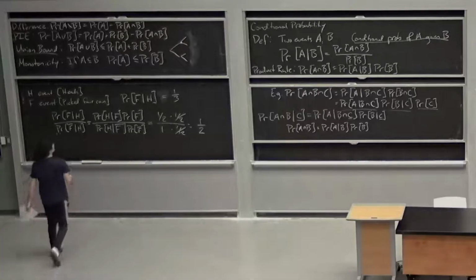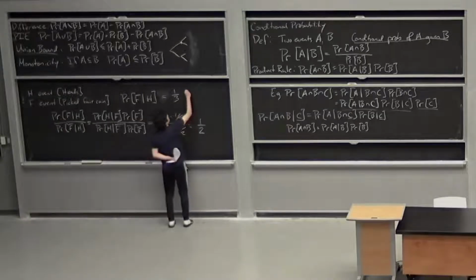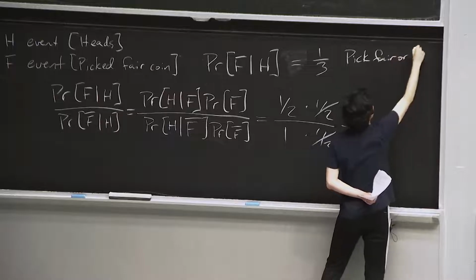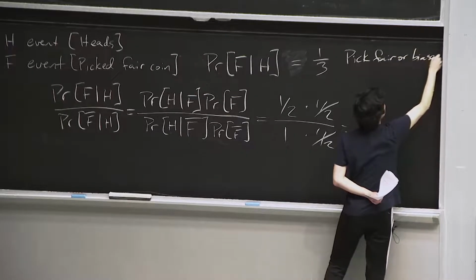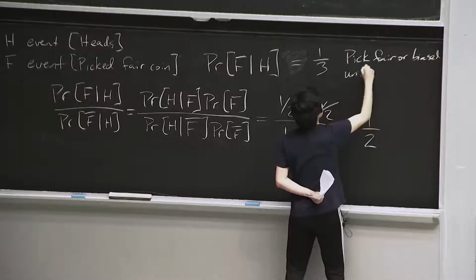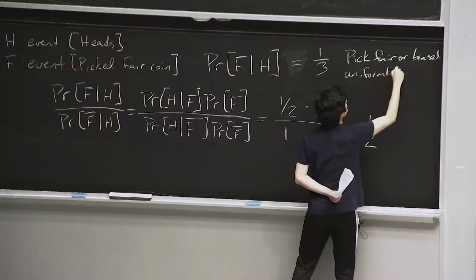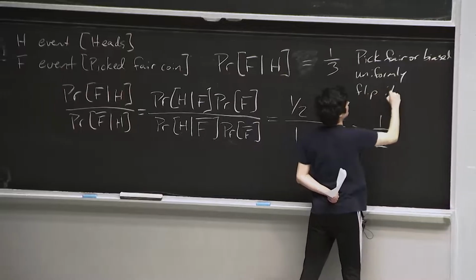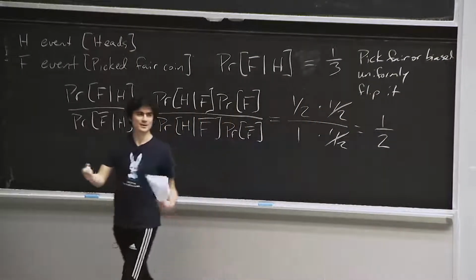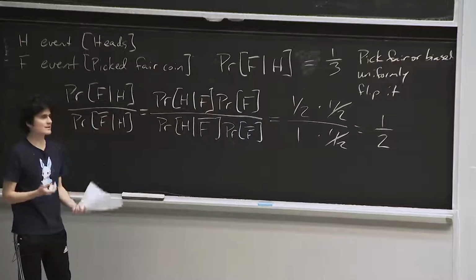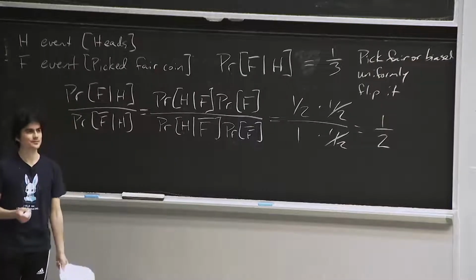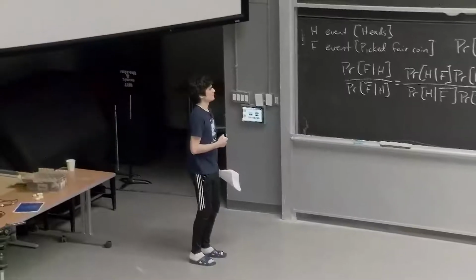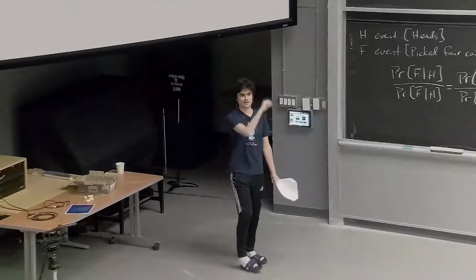Oh, the assumptions, right. So, pick fair or biased uniformly, and then flip it. Fair means it comes up 50-50, heads or tails. Biased, it's a two-headed coin. Okay?